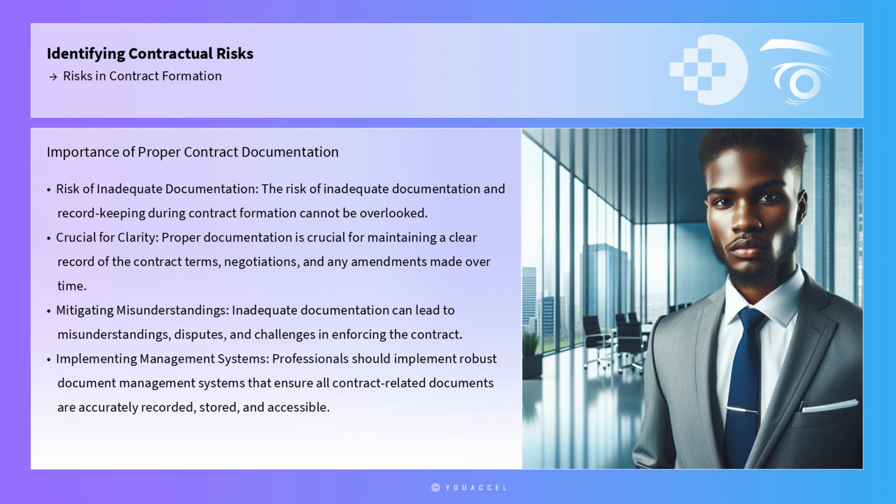The risk of inadequate documentation and record keeping during contract formation cannot be overlooked. Proper documentation is crucial for maintaining a clear record of the contract terms, negotiations, and any amendments made over time. Inadequate documentation can lead to misunderstandings, disputes, and challenges in enforcing the contract. To mitigate this risk, professionals should implement robust document management systems that ensure all contract-related documents are accurately recorded, stored, and accessible. This includes maintaining a comprehensive contract file that contains drafts, finalized contracts, correspondence, and any related documents.